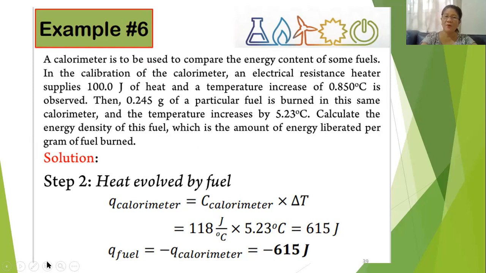We already know that our heat of the fuel will be equivalent to the negative heat value of the calorimeter. Therefore, it will be equal to negative 615 joules. So that is for example six.